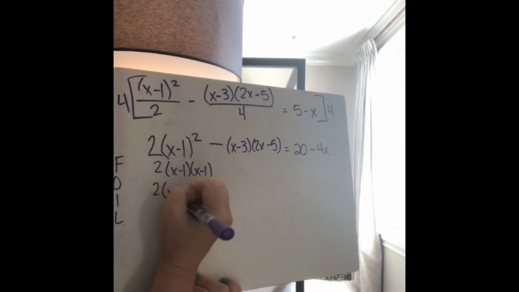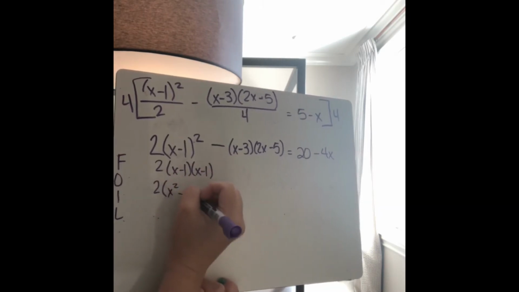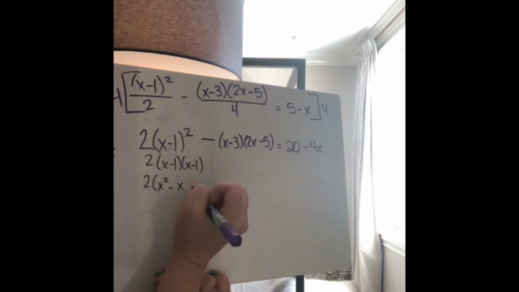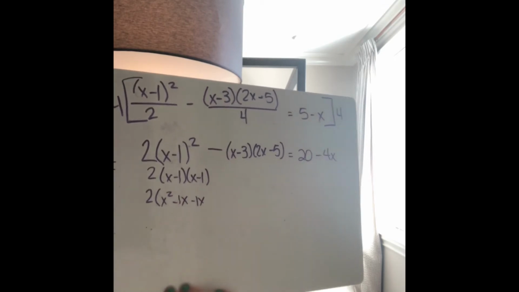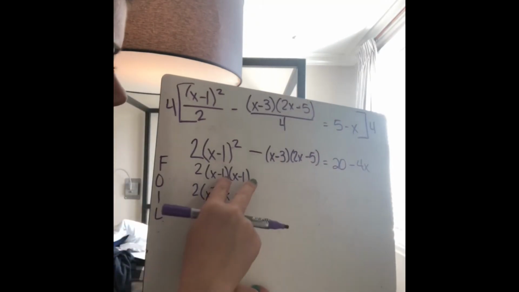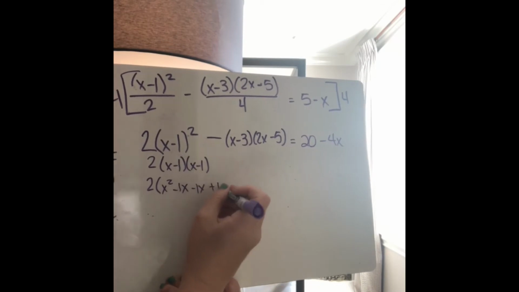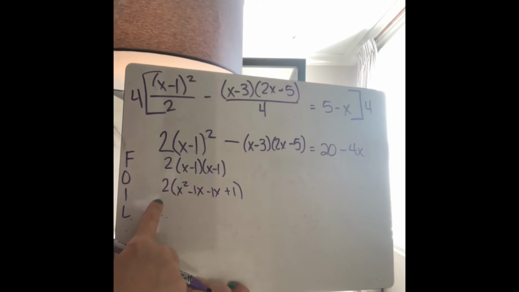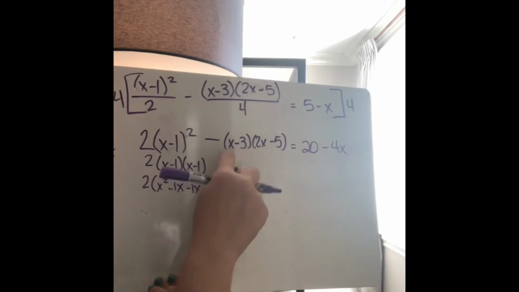x times x is x squared. The outer, x times negative 1, is minus x. The inner, negative 1 times x, is minus x again. If you want to put minus 1x, that's totally fine. You don't have to write the 1 if you don't want to. And then the last two terms, negative 1 and negative 1. Negative 1 times negative 1 is a positive 1. Okay, I'm going to close the parentheses because you still have to multiply it by that 2. But let's keep going. Now we're going to do FOIL on this one.